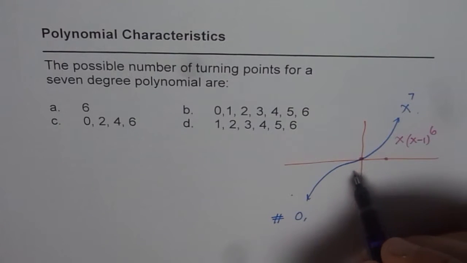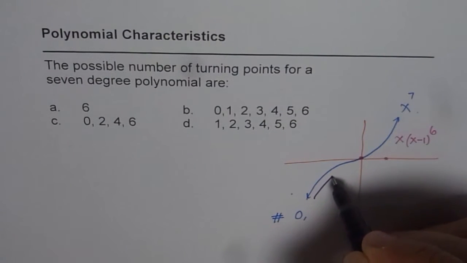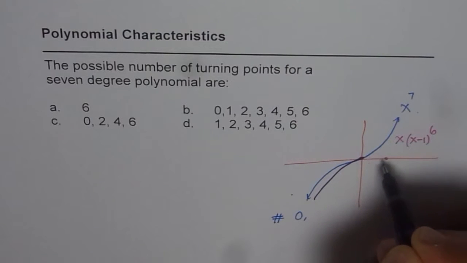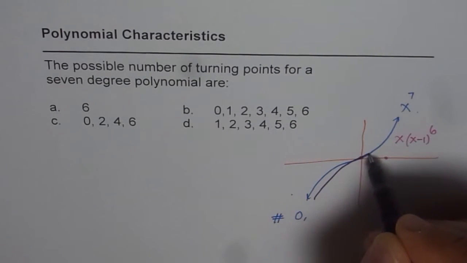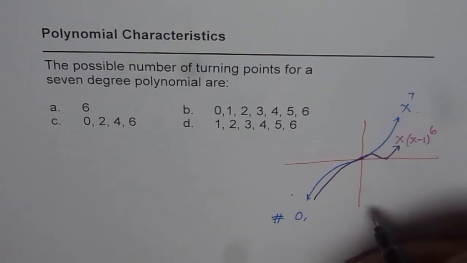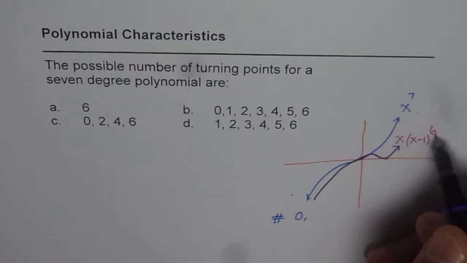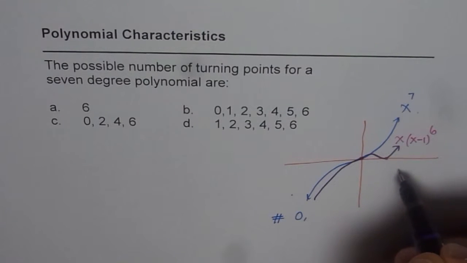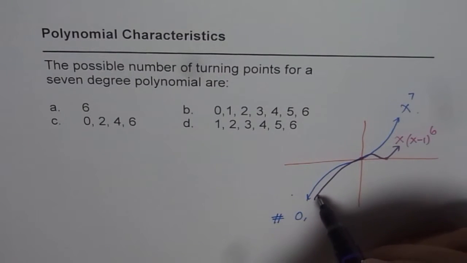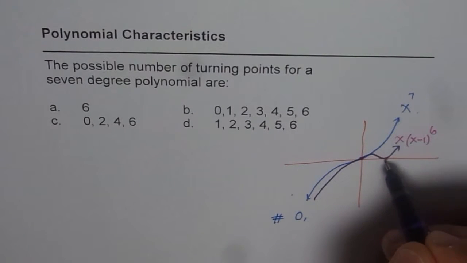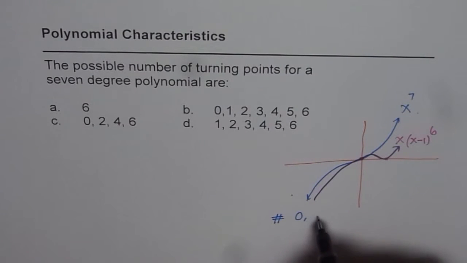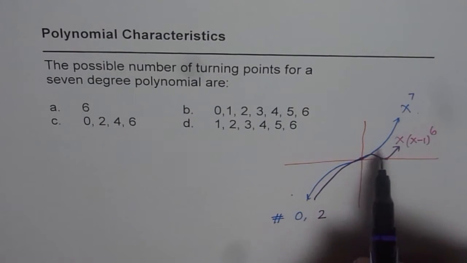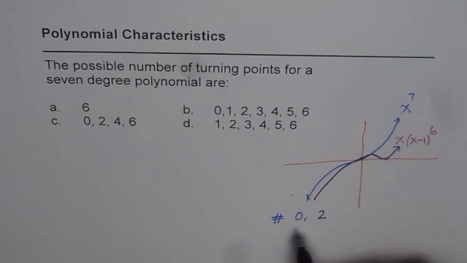So what we have here is a polynomial which goes like this, and then when it goes across this, it has to turn from this point and go up. You see that since this is degree 6, even degree, it cannot cross the line. So what you observe here is that the turning points are 1 and 2. So it has number of turning points as 2. So what you notice here is that a 7-degree polynomial will either have 0 or 2. It cannot have 1 turning point.